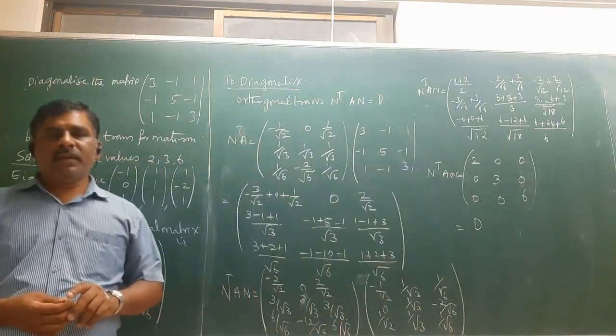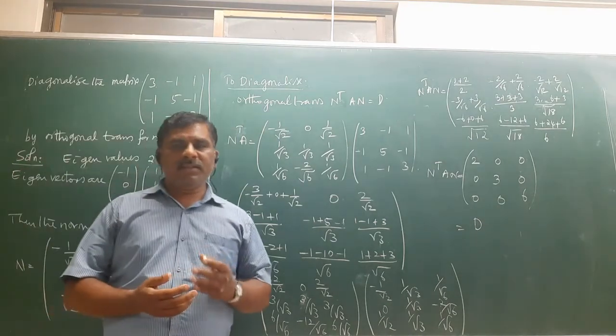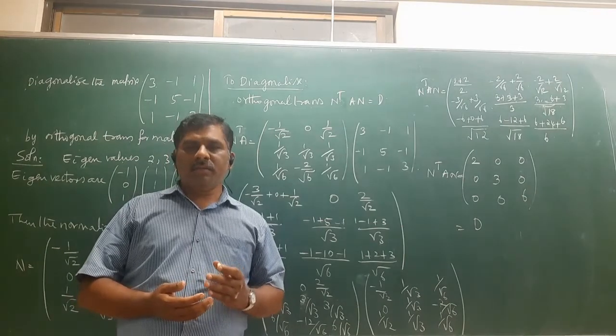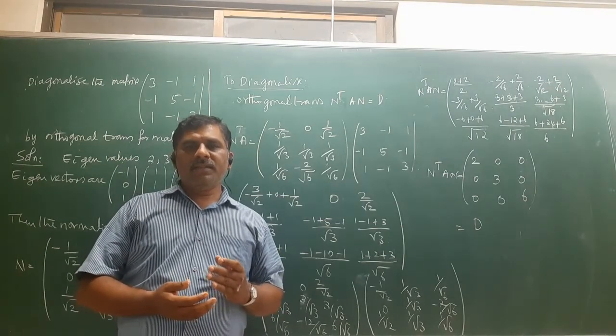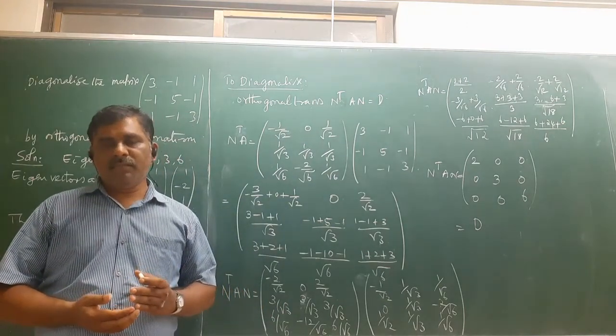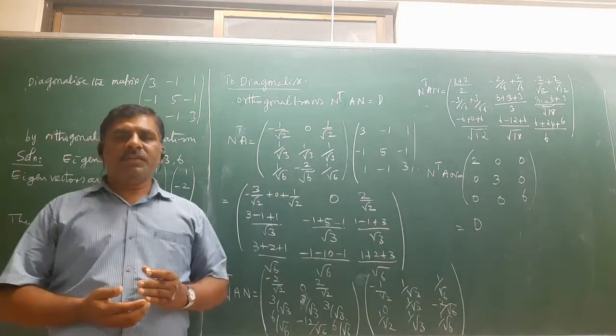So I hope you are understanding the diagonalization of a matrix by orthogonal transformation. Next chapter is quadratic form to canonical form.